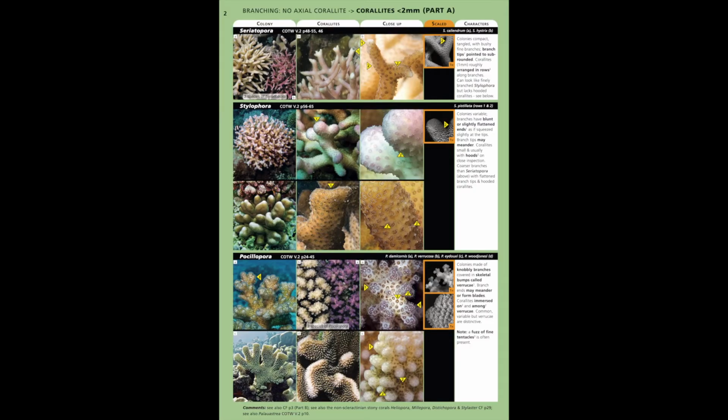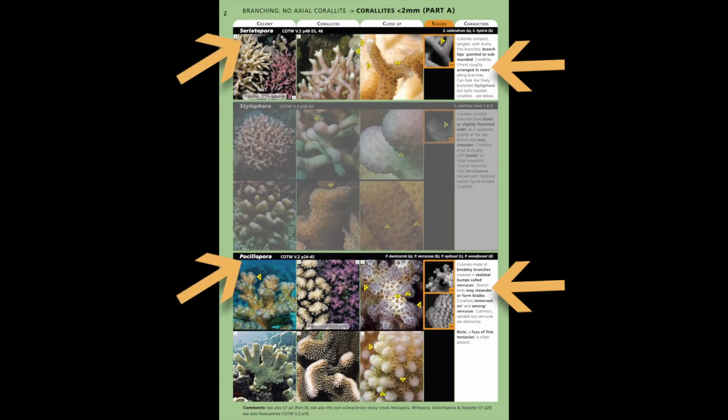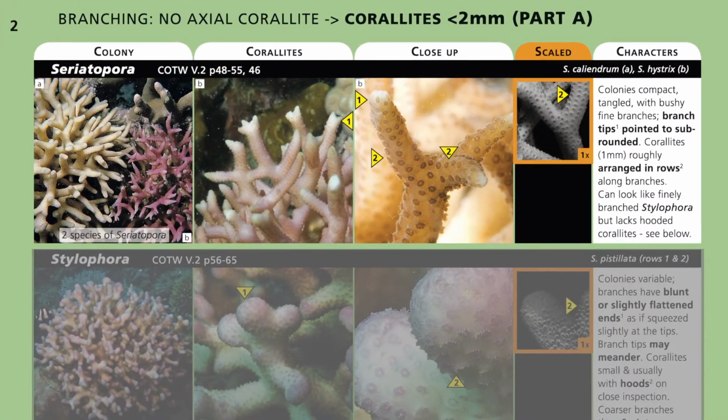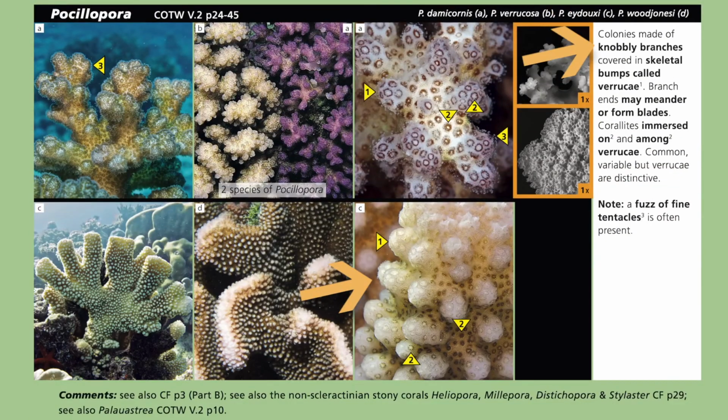Here's a tip. The absence of characters listed for the alternative genera on the same page can also be helpful. For example, Seriatopora has thinner, sharper branches, and Pocillopora has knobbly branch surfaces.